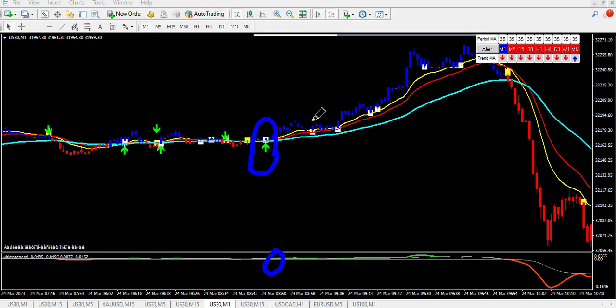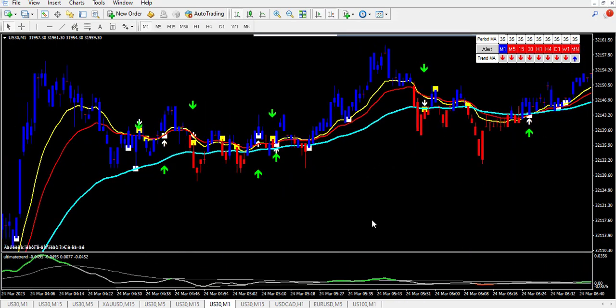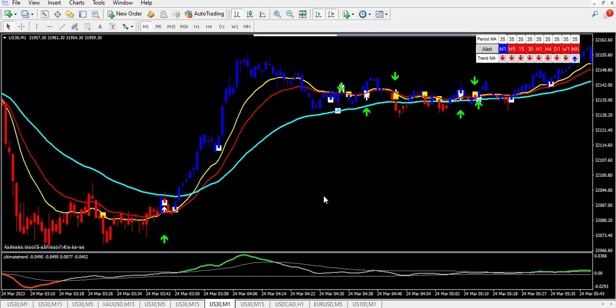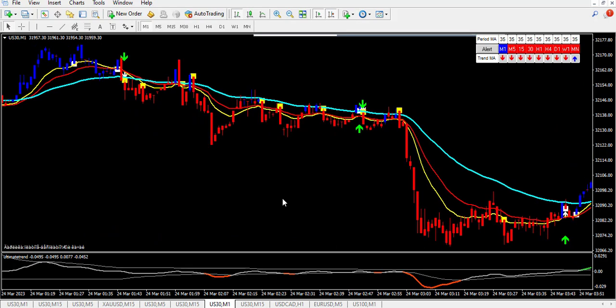So this is another opportunity to enter in the direction of the main trend, and this is how to use this particular strategy. It is simple and anyone can use it. Just make sure all the indicators are in agreement before you place your trade. It is profitable, so anyone can use this particular strategy. Just follow the simple rule and you will make money with this particular forex tool.